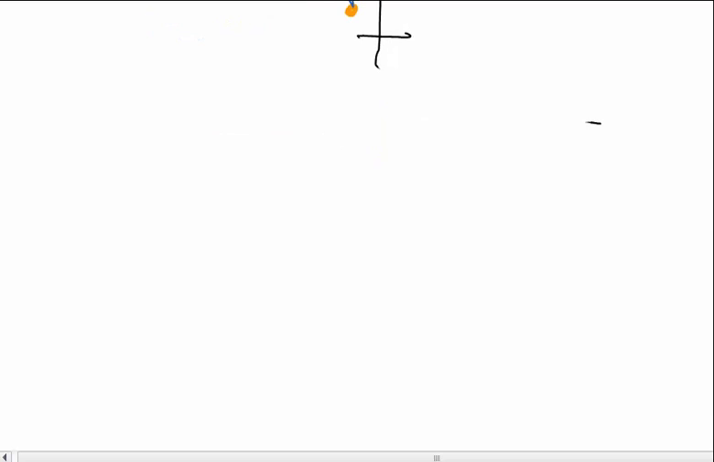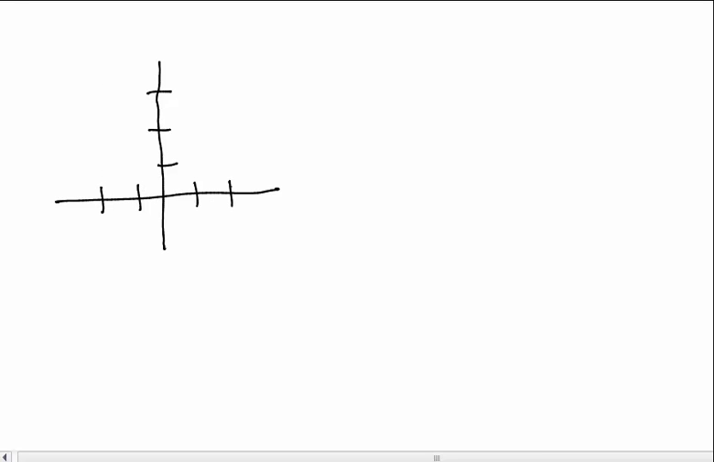So let's try one more before I let you go on the homework assignment. Let's do a real simple graph here. We're going to do 5 points here. Negative 2, 1. Negative 1, 0. 0, 2. 1, 0. And 2, 1.